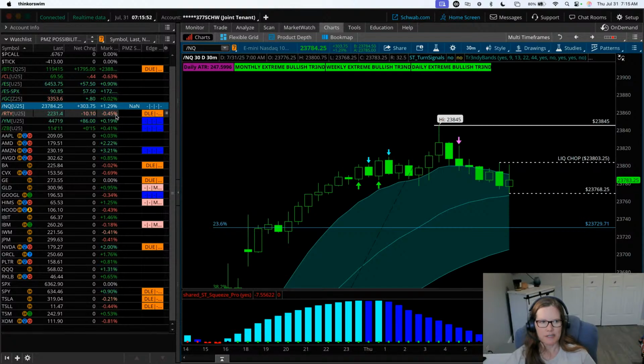The Russell is lagging behind. Of course, the YM is also lagging behind as it is only up a quarter of a percent, whereas the Nasdaq's up almost 1.5%. Big difference there, but with those big tech earning beats, I'm not surprised to see that.